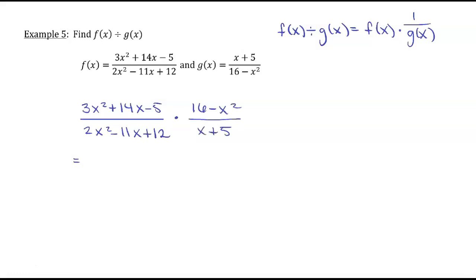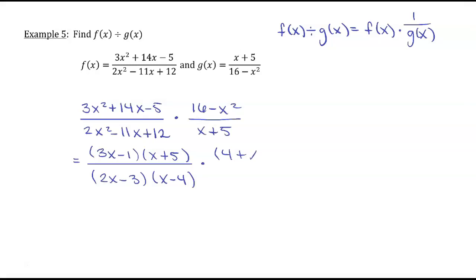Factoring, 3x squared plus 14x minus 5 can be factored as 3x minus 1 times x plus 5. 2x squared minus 11x plus 12 can be factored as 2x minus 3 times x minus 4. 16 minus x squared is the difference of squares, so that can be factored as 4 plus x times 4 minus x. And x plus 5 is prime.